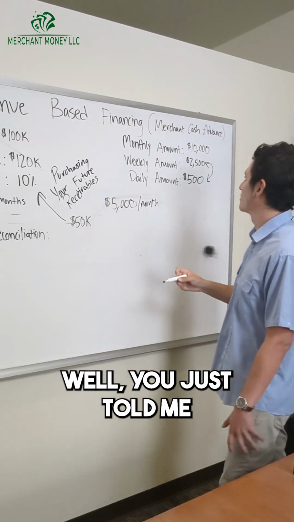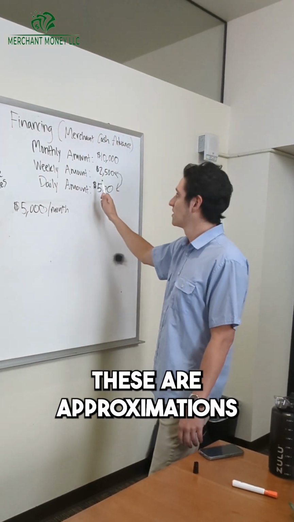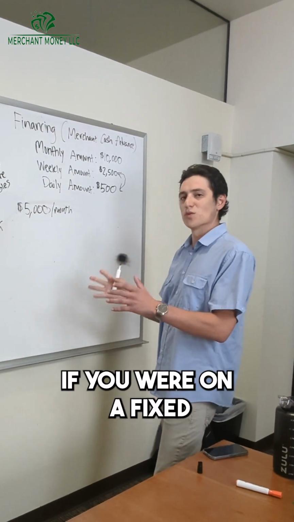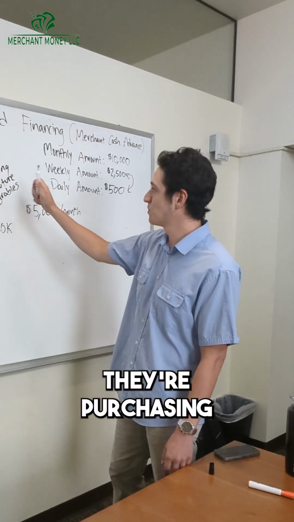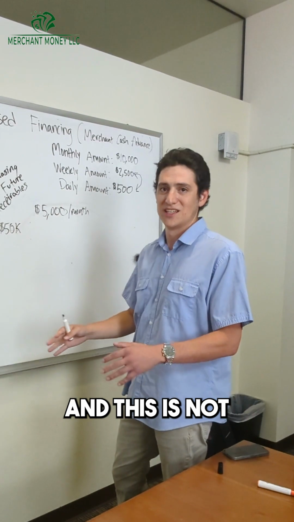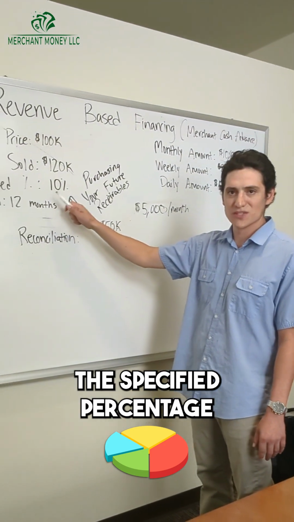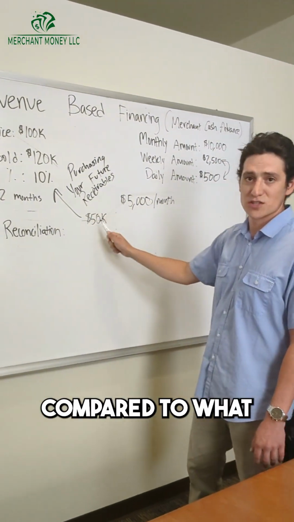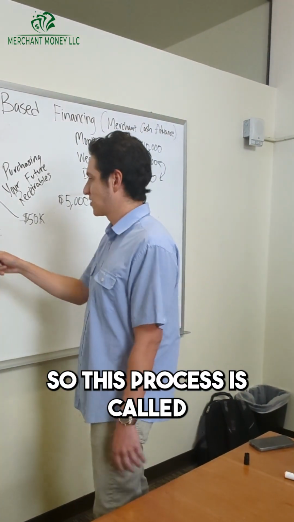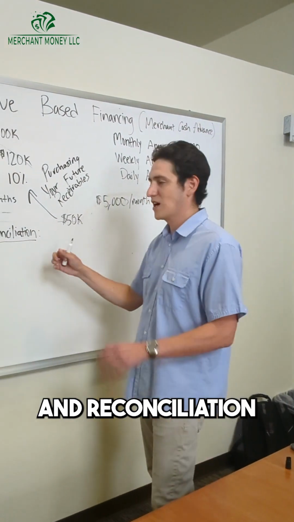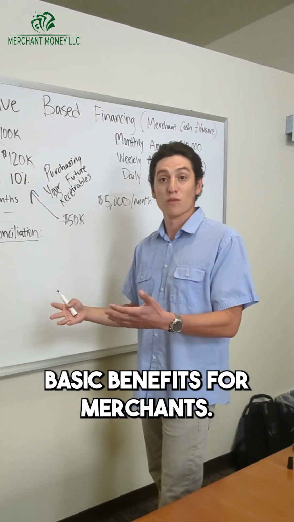Now, you're going to say, well, you just told me 10 seconds ago it was $10,000. These are approximations of what you would pay if you were on a fixed payment plan, like a general loan, right? But because they're purchasing your future receivables, and this is not a loan, you are only required to pay whatever the specified percentage is in your contract compared to what you actually generate in revenue each month. So this process is called reconciliation. And reconciliation really only applies to merchant cash advances, which is one of the biggest benefits for merchants.